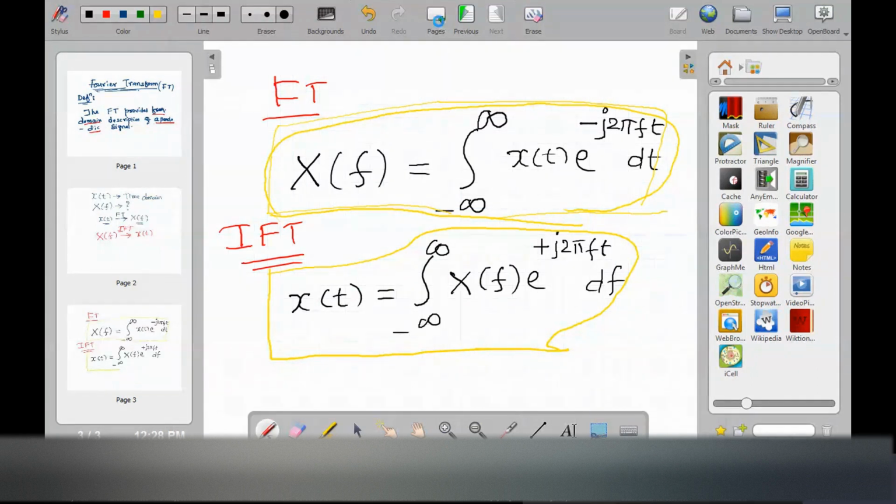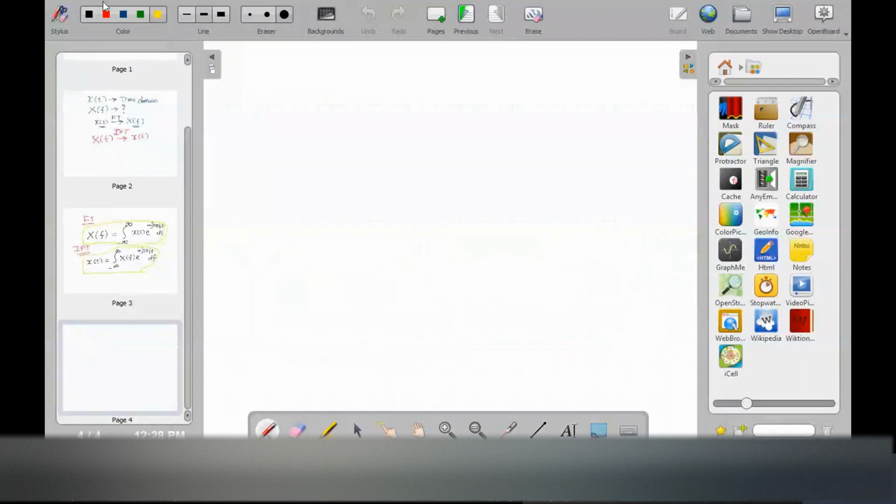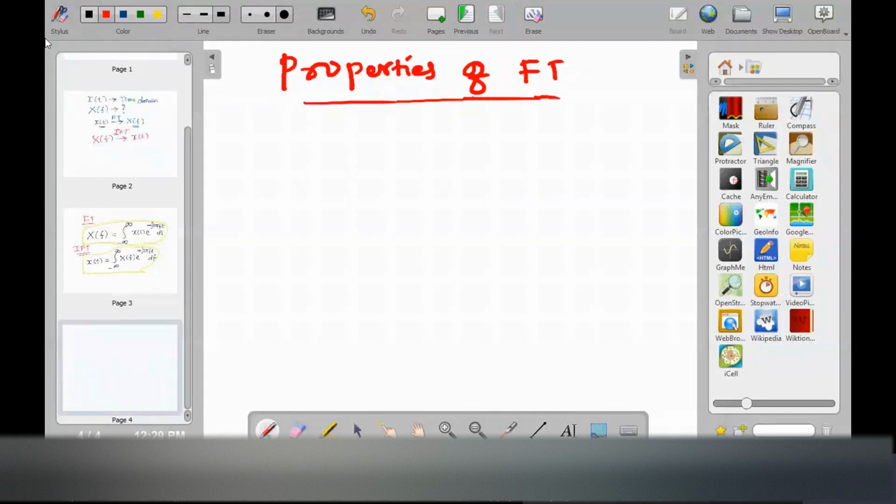Okay, so let me go next. Before starting with solving some problems on Fourier transform, I will just list out a few properties of Fourier transform. So let me go one by one. The heading you write as properties of FT. Take down this heading. So let me give some properties. The first property is called the duality property.